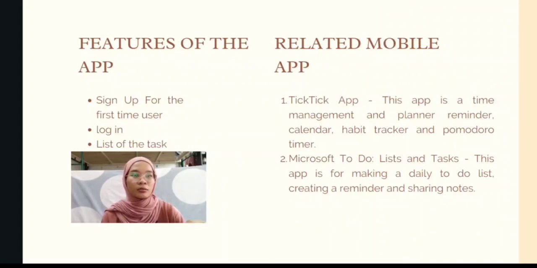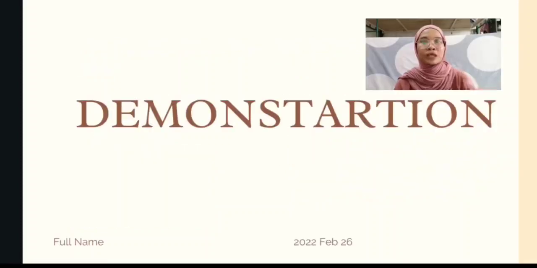Next, for the related mobile apps, based on these two apps, this Task List App combines the function and interface of these two apps. First, Tick app. This app is a time management and planner with reminder, calendar, habit tracker, and Pomodoro timer. And then the second, Microsoft To Do. This app is for making a daily to-do list, creating a reminder, and sharing notes. Next, I'm going to continue with the demonstration.